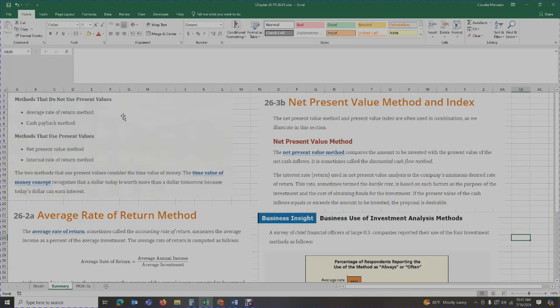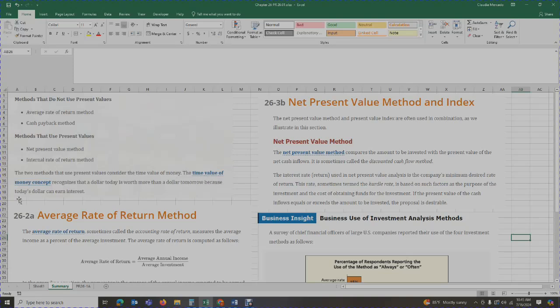In this problem, we are going to be using the average rate of return method, and we are going to be comparing that method to my net present value method. So we're going to have one that uses present values and one that does not use present values to evaluate the information and then make a decision. Okay, so the methods that use present values are the net present value method and the internal rate of return method. Okay, now the 2 methods that use the present values consider the time value of money.